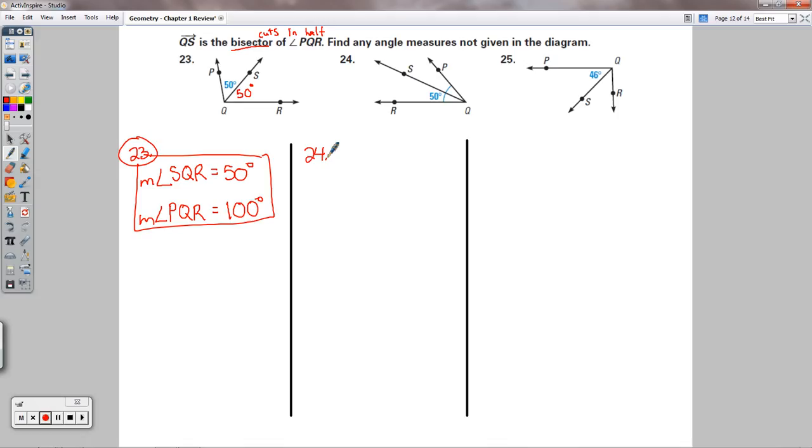Number 24, this time it gives us the big one. That's why they drew in the whole arc like that, to say that the measure of RQP is 50.